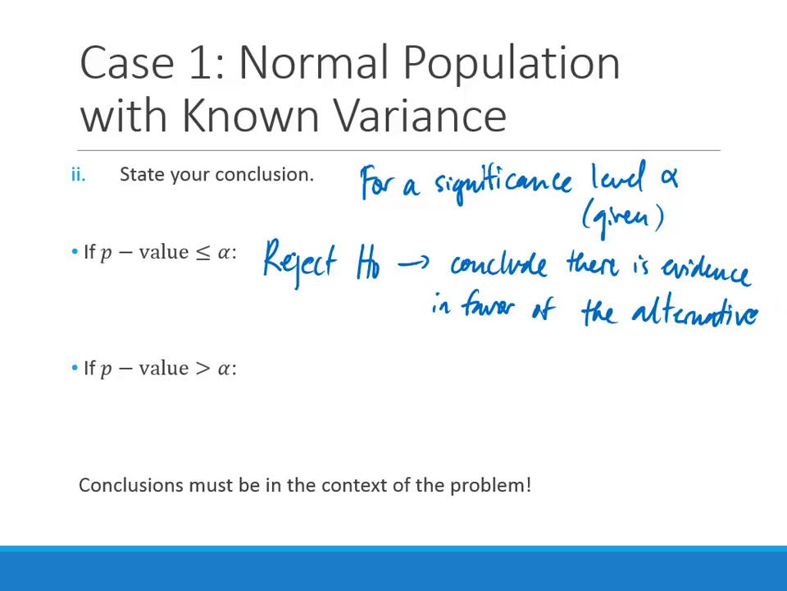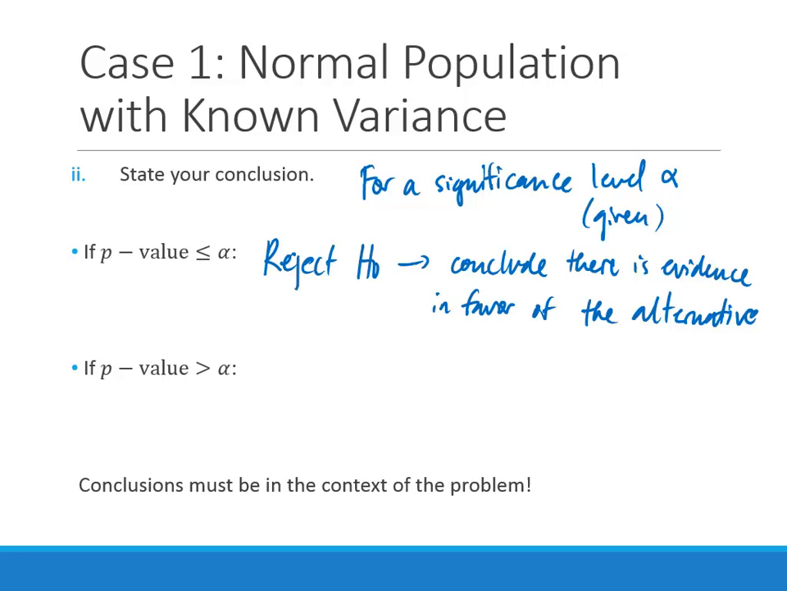The parallel here would be like in our legal system example. It would be that if we reject the null, that's like saying the defendant is guilty, right? We've collected evidence to say that they are guilty there.